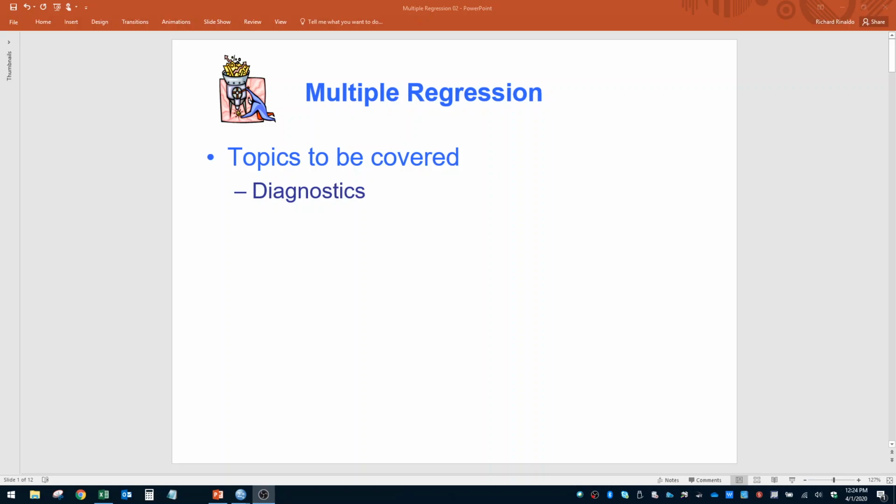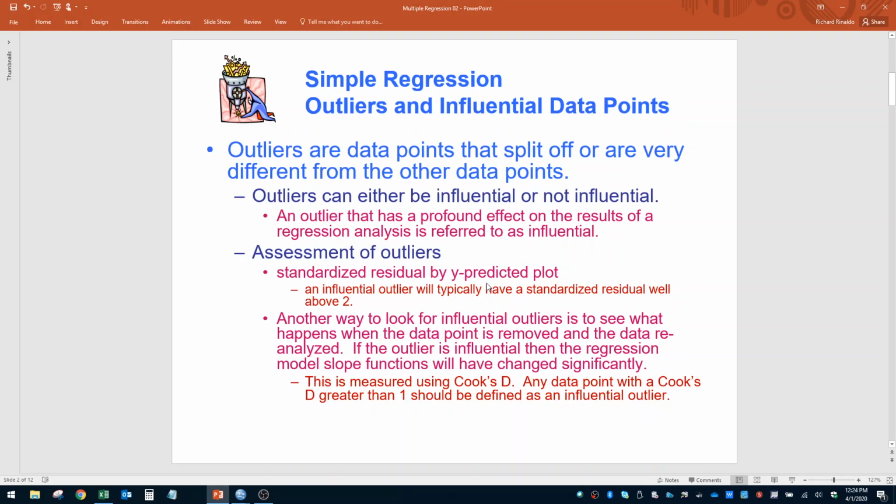For this video on multiple regression, we'll cover the diagnostics. We'll focus on one in particular that is very useful for multiple regression. What we're really looking for are outliers and influential data points.